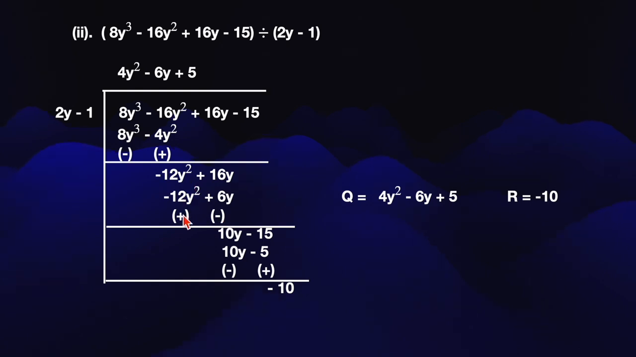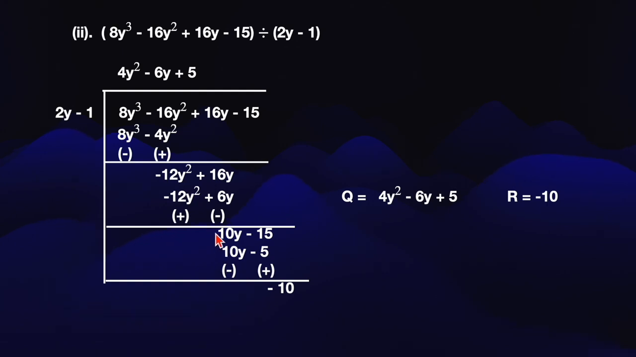Okay. So here 16 minus 6y is 10y. Bring down the term like this. Okay. 10y divided by 2y is 5. Write down 5 here and then multiply it. You get 10y minus 5.